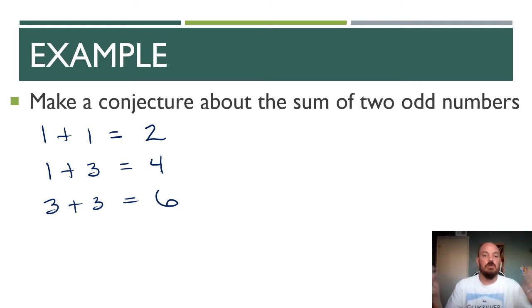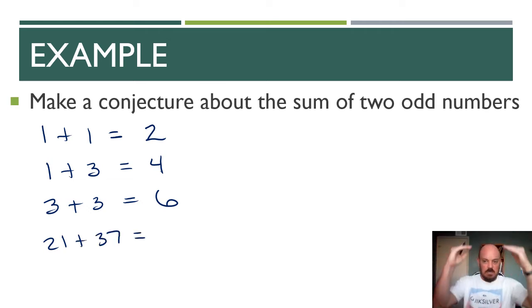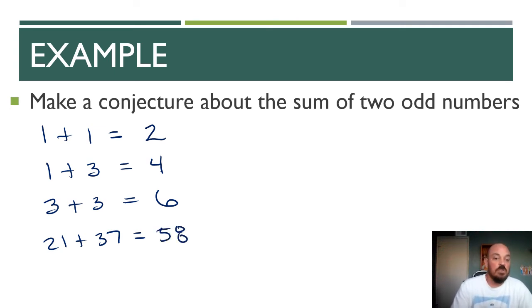Maybe I'll try some bigger numbers. Maybe I'll do like 21 plus 37. So now I'm not going kind of in order. I'm making it a little bit more random. But I am adding up odd numbers. 21 plus 37 would be 58. Maybe we'll try an even bigger number. Let's try like 63 plus 101. Those are both odd numbers. You add them up, you get 164.